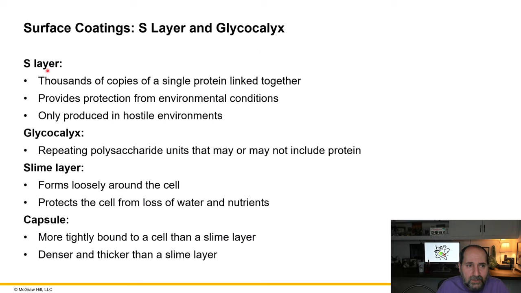S layers are thousands of copies of a single protein linked together outside of the cell. When a bacterium or an archaea has an S layer, this provides them with protection from the environment, and it's only produced in hostile environments. So you typically see organisms that have an S layer. These are organisms that exist in hostile environments.